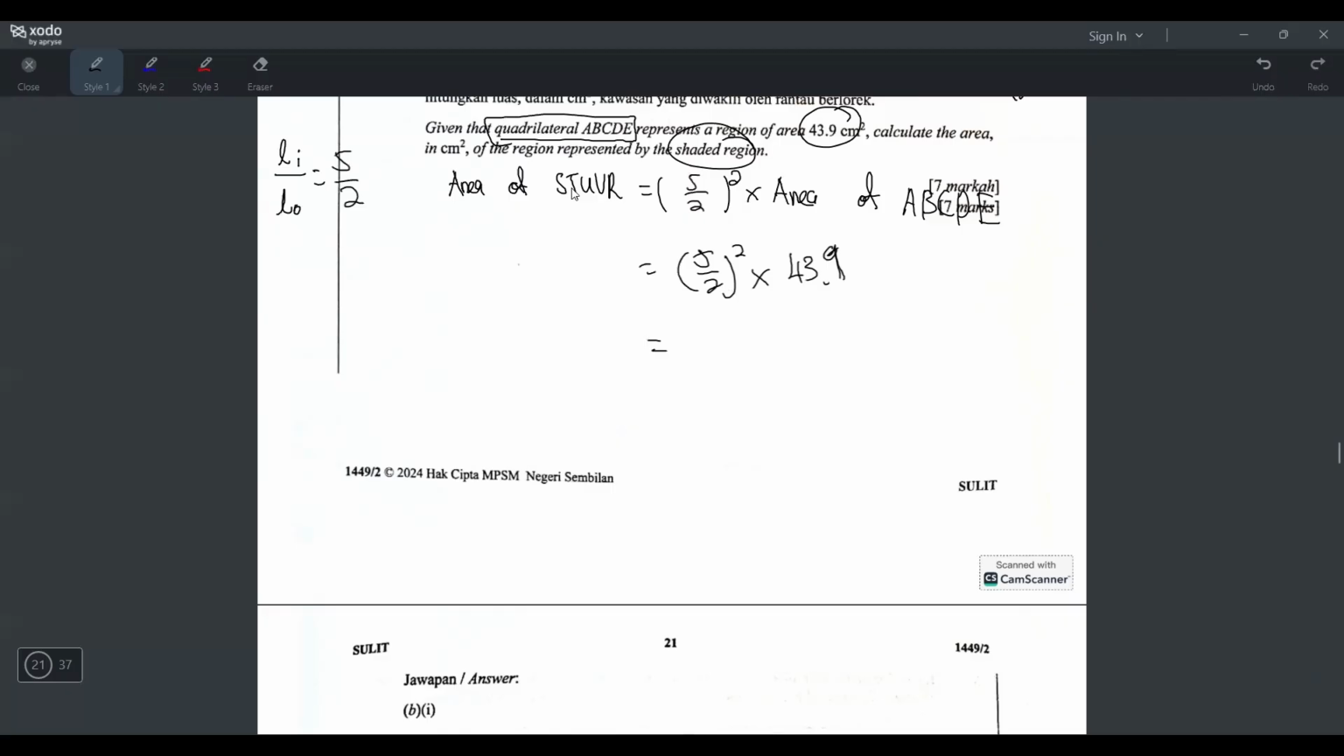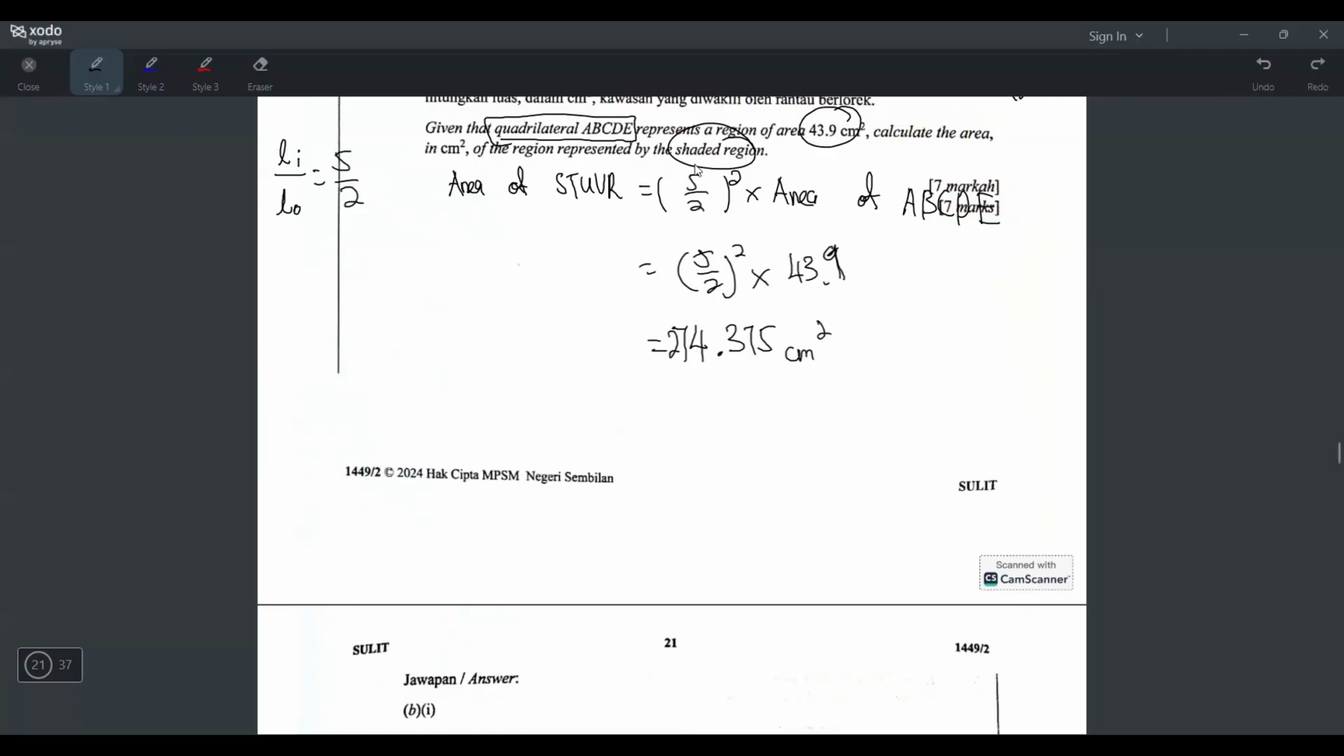Let's press the calculator. Okay, my calculator gives me 274.375. Usually I will ask students to write four significant figures, but since this one only stops at 375, they never give you a lot of numbers. If they give you many decimal places, then I will write four significant figures. But it only stops here, so I'll just write it. So this one is cm square.